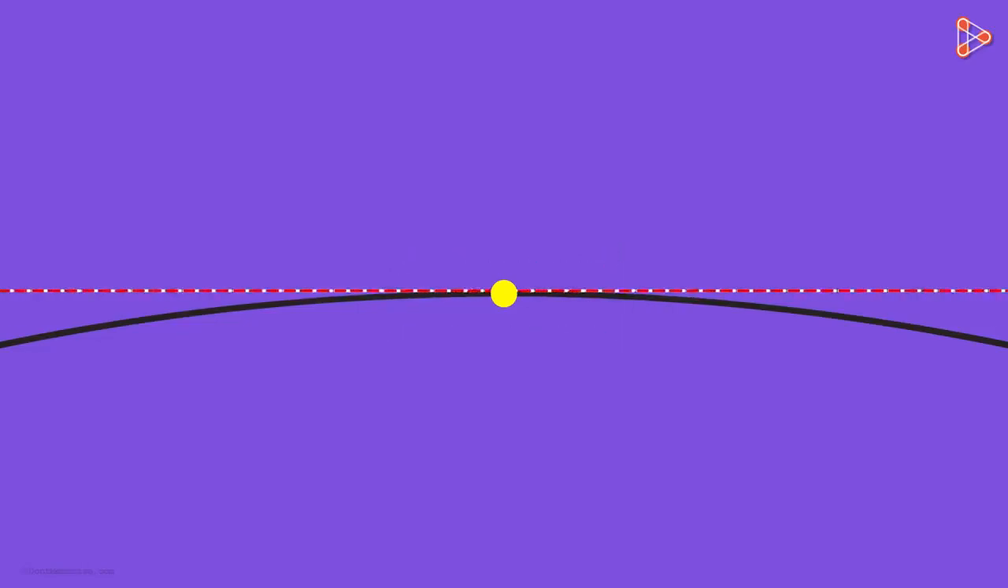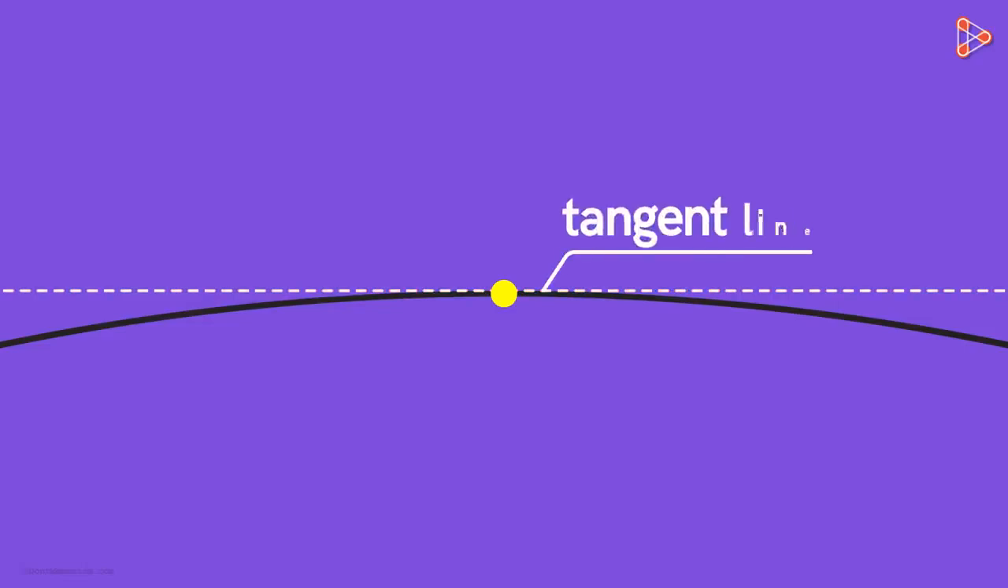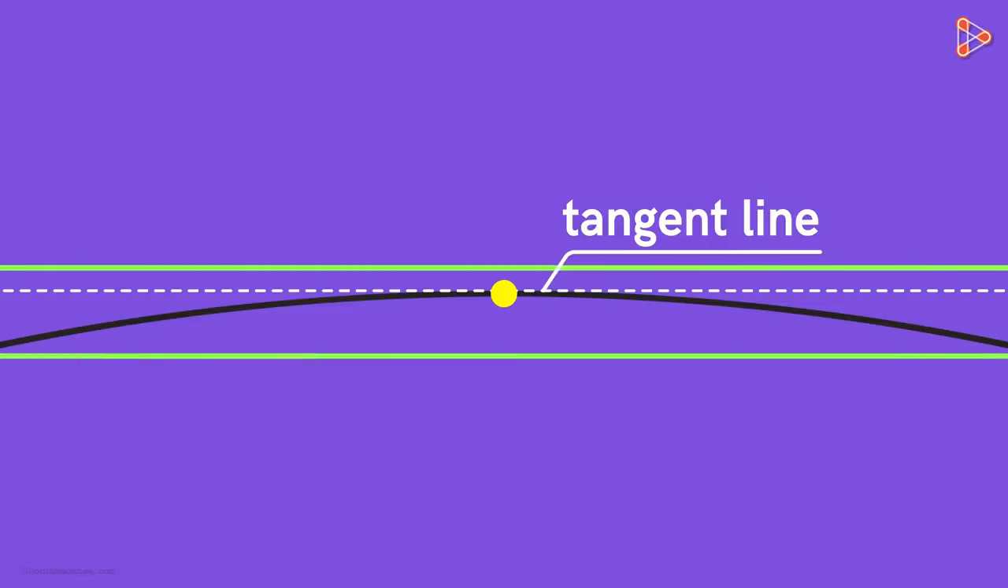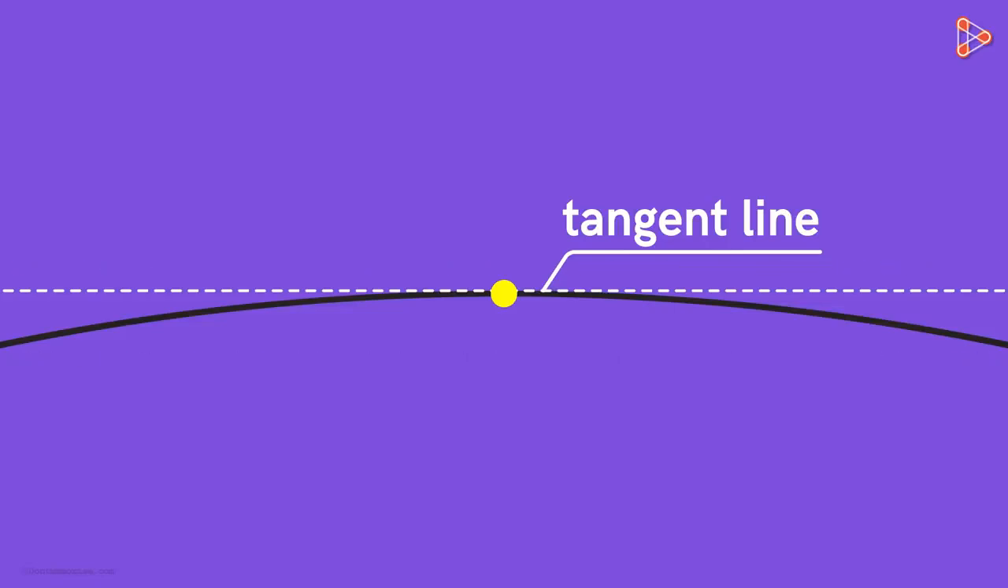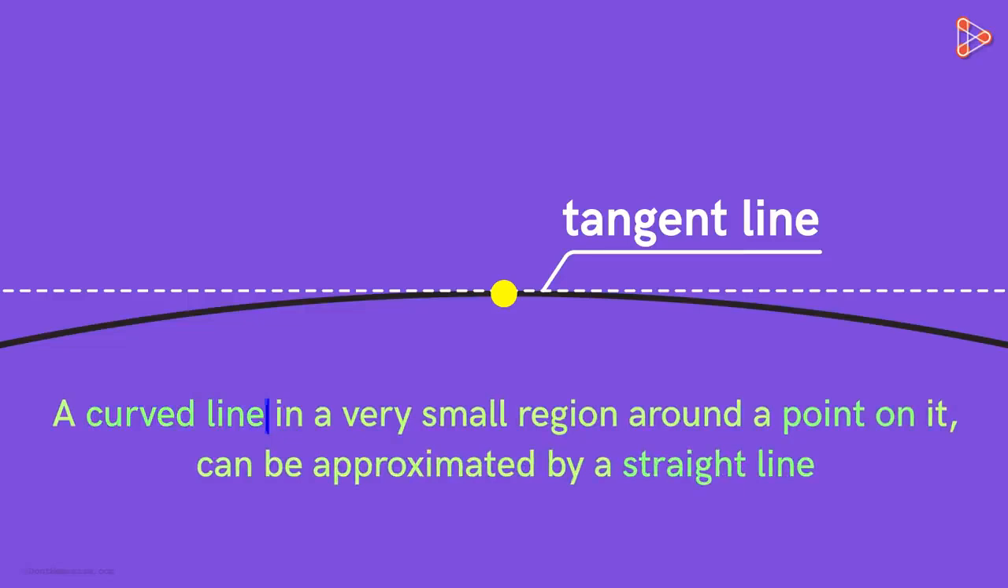We know that this line, which passes through only one point of the curve, is called the tangent line at that point. Take a moment and just observe what we found. This is the most important idea on which calculus is built. A curved line in a very small region around a point on it can be approximated by a straight line. This straight line is the tangent line at this point.